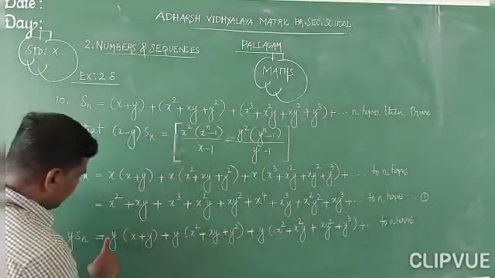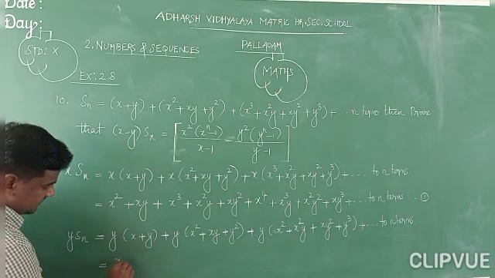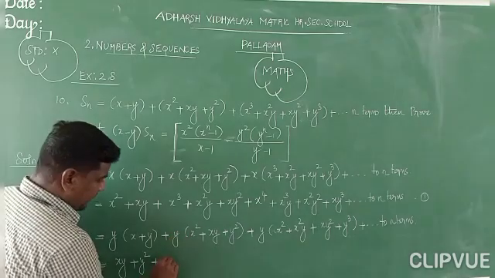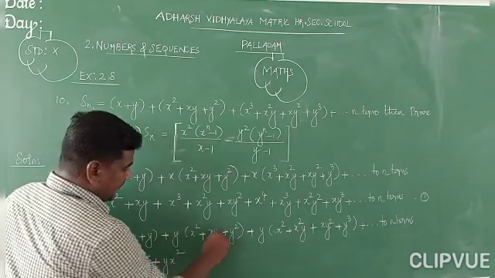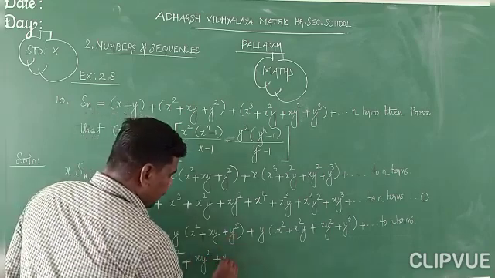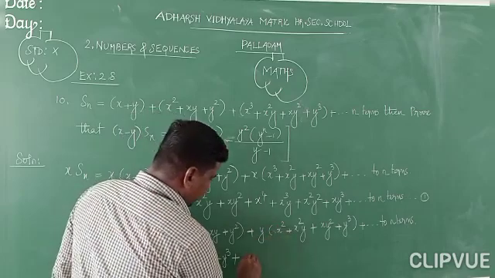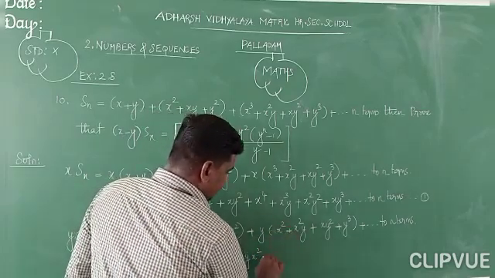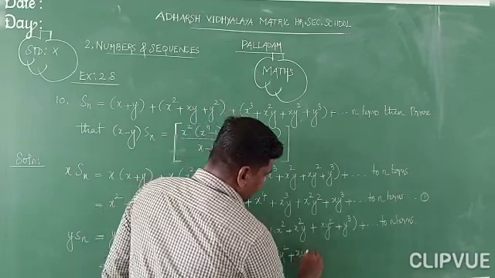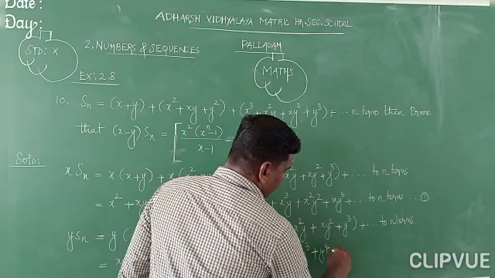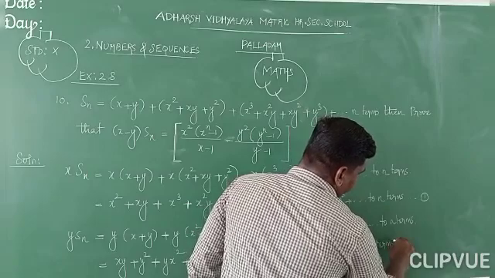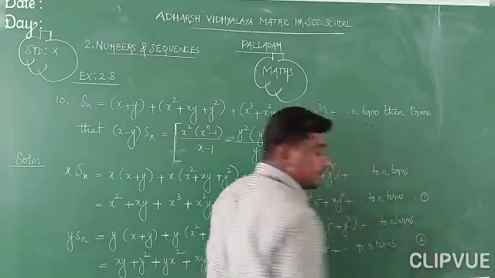Okay. Next I am going to multiply it by y. y into x, xy, then y into y, y square, plus y into x square, y x square, y into xy, xy square, y square into y, y cube, plus y into x square, y x square, this one x square into y square, plus x y cube, plus y power 4, and so on to n terms. This is equation number 2.